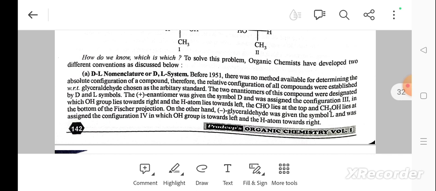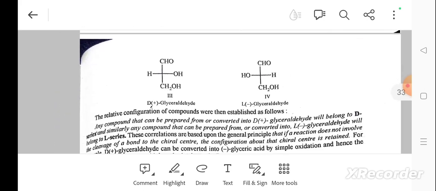The two enantiomers of this compound were designated by the symbols D and L. The positive enantiomer was given the symbol D and was assigned configuration 3, in which the OH group lies toward the right and the hydrogen toward the left. The CHO group lies at the top and the CH2OH at the bottom of the Fischer projection. On the other hand, the negative glyceraldehyde was given the symbol L and was assigned configuration 4, in which the OH group is toward the left and H toward the right.